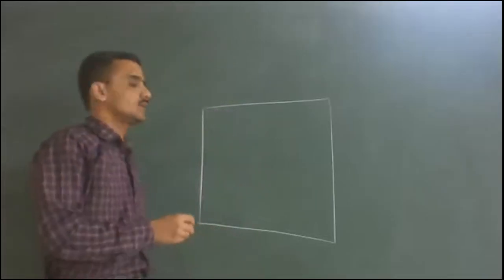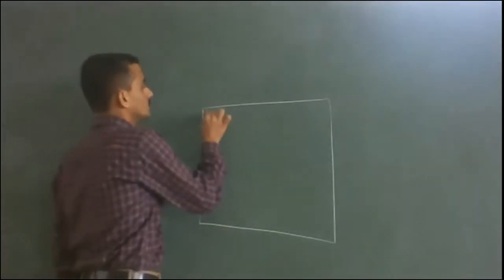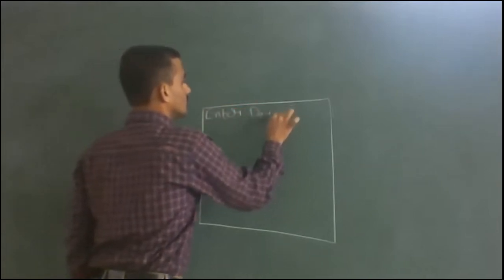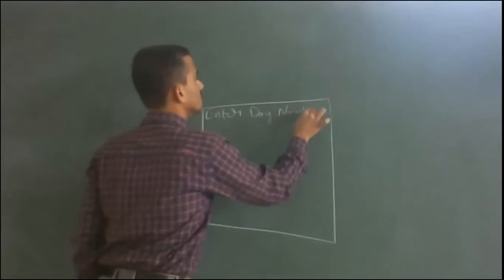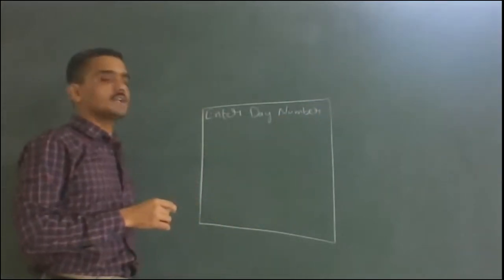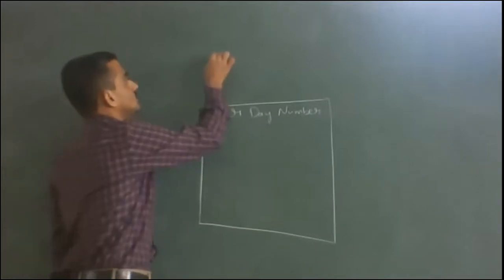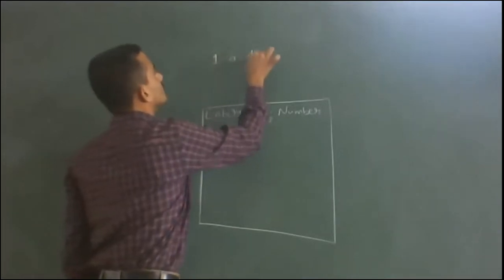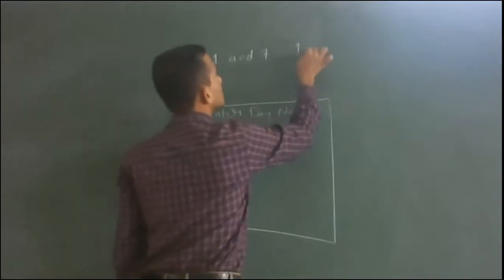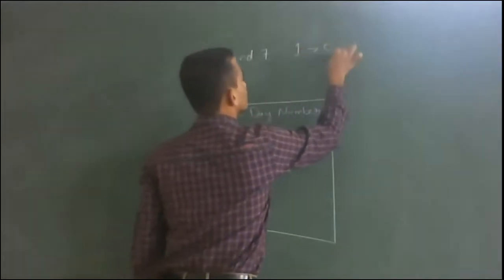So when we consider the output screen, here it should display as "Enter day number." Then you have to enter the day number between 1 and 7. When you enter the day number 1, it should print Sunday.